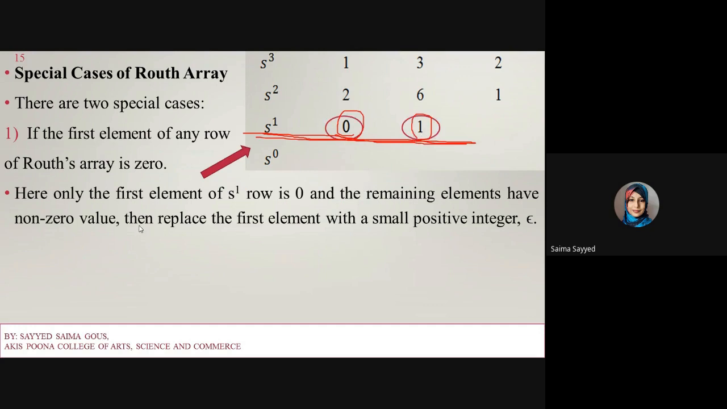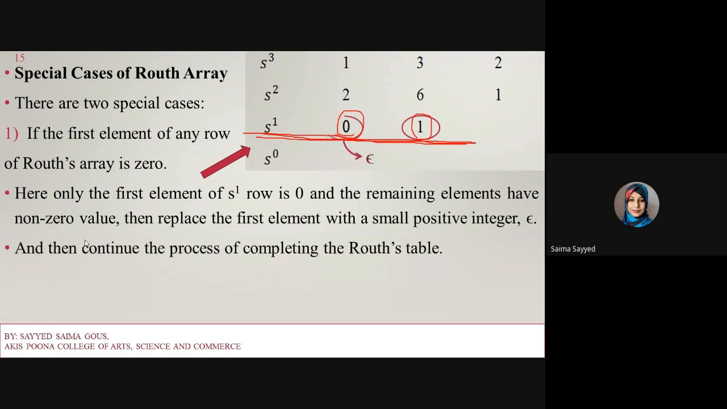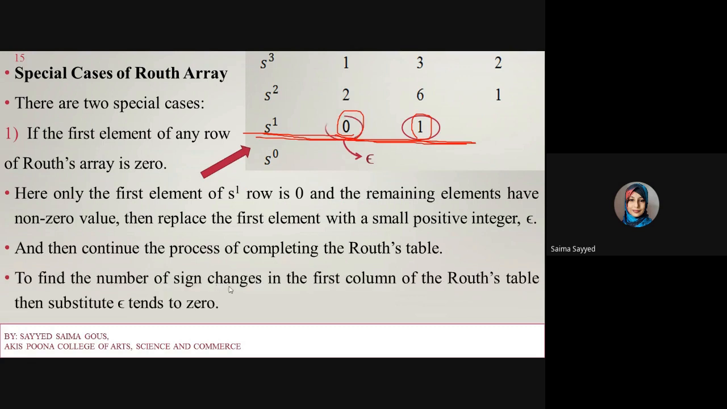Then we have to replace the first element with a small positive number epsilon. So we replace the 0 by epsilon and continue the process of completing the Routh table. Then, to find the number of sign changes in the first column of the Routh table, substitute epsilon tends to 0. So we will see one example.